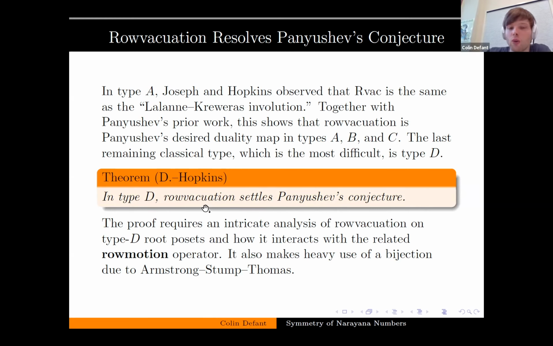And I'll also just mention that if you care about the exceptional type root systems, it turns out that Rowvacuation does not work in those cases, except for G2. It does work in G2, which you can check by hand, but it doesn't work in the other exceptional types, which I think is a little strange. So maybe there's some modification that works in the other types, but we know it works at least in the classical types.